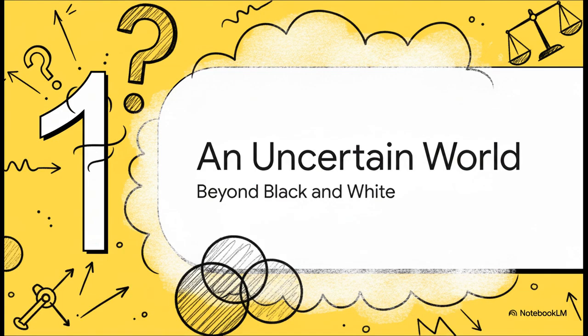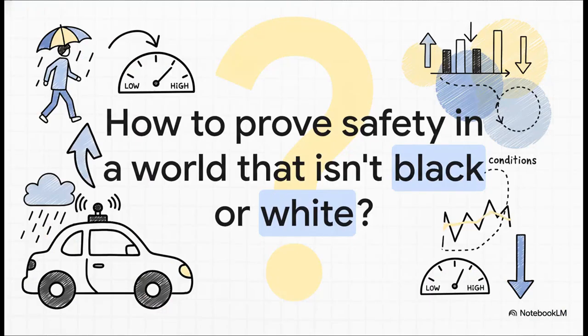Section 1. Logic for an uncertain world. Time to move beyond black and white. Okay, picture this, a self-driving car. You don't just ask if it's working or not working. No way. You have to ask things like, what's the chance it'll see and stop for a person crossing the street in the pouring rain?